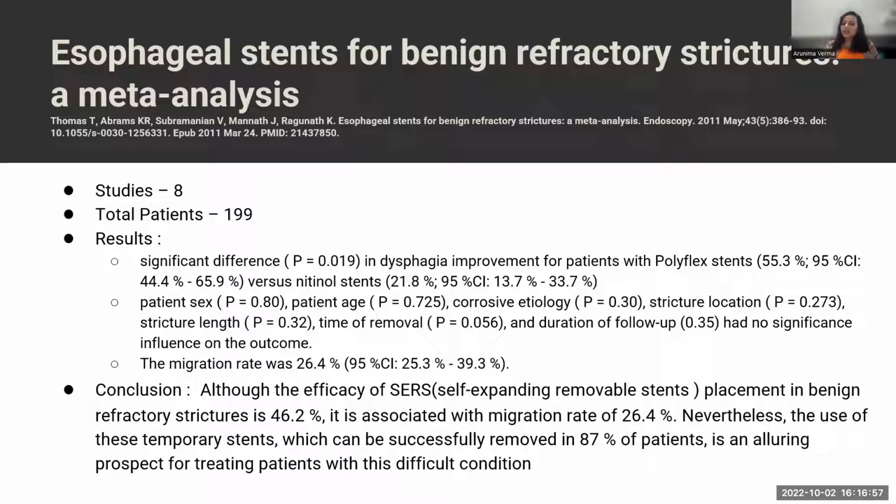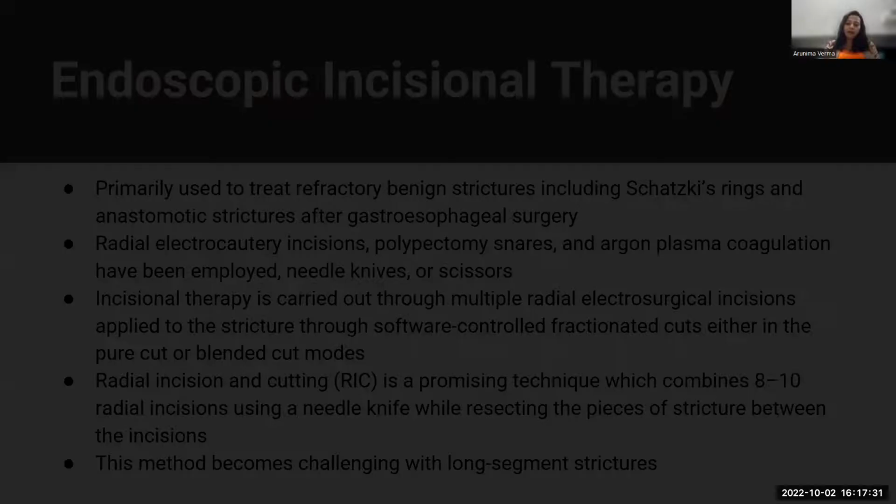Patient sex, age, corrosive etiology, stricture location, stricture length, time of removal, and duration of follow-up had no significant influence on outcome. Migration rate was 26.4%. So for the efficacy of self-expanding removable metal stents, the placement in benign refractory stricture success rate was 46.2%, associated with a 26.4% migration rate. And temporary stents could successfully be removed in 87% of patients. So it is definitely a good prospect for dealing with patients who have refractory strictures.